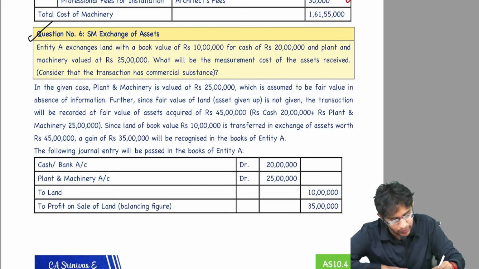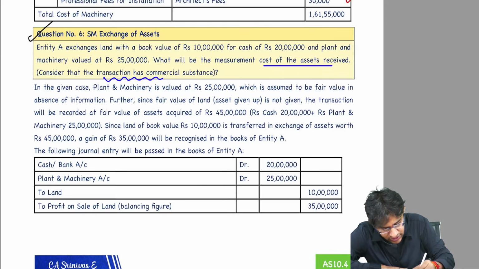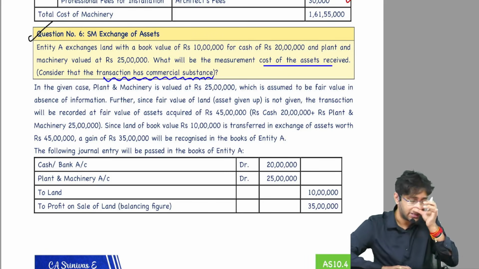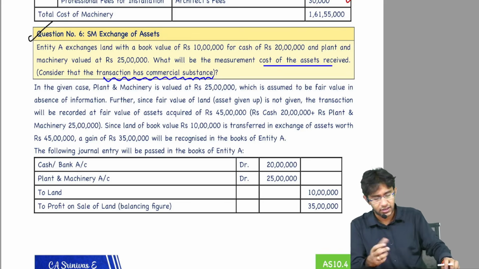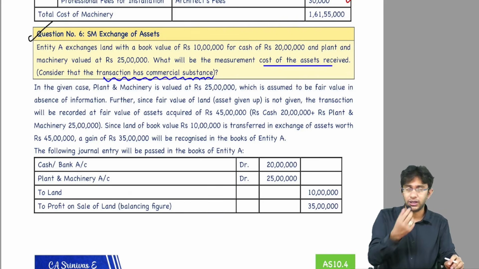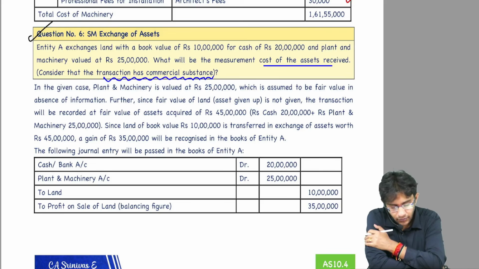What will be the measurement of cost of the assets received? Consider that the transaction has a commercial substance. The question itself is telling that the transaction has got a commercial substance. Now one thing observe. What you are giving is land. What you are acquiring is plant and machinery.